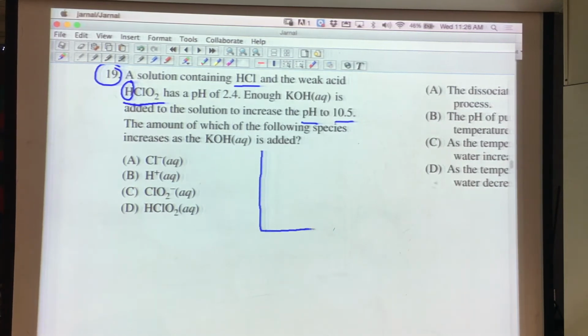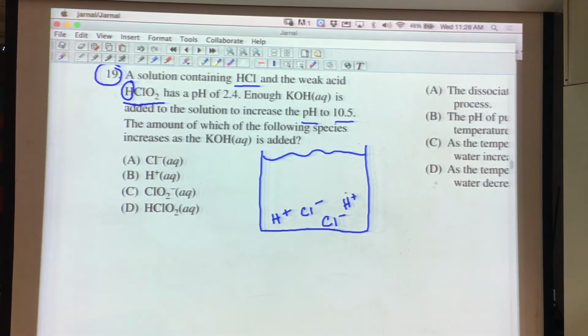Again, draw if you have to. First of all, I have HCl. What does that really mean in my wavy water? I have free H plus and Cl negative. They're never together. It's a certain wedding I keep mentioning. Okay? Never together. Okay? Now HClO2 is a weak acid. So my friends, in chemistry, we write it together.